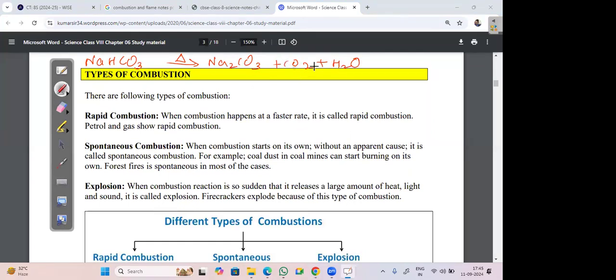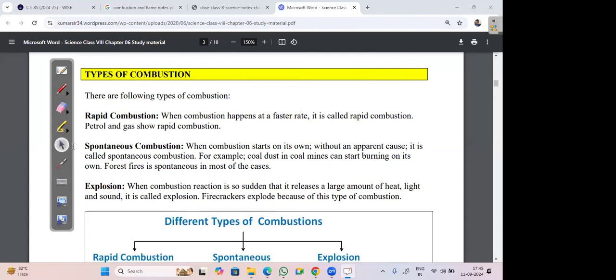Okay, so here you have the formation of carbon dioxide just by heating sodium hydrogen carbonate. Got it? So we take the help of this reaction. We heat the sodium hydrogen carbonate, and therefore carbon dioxide gas is formed over there.